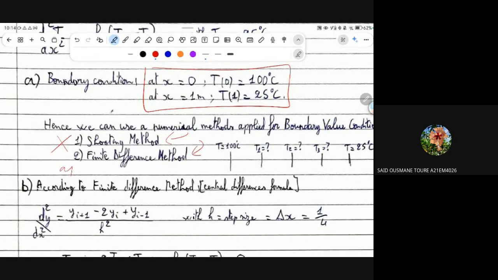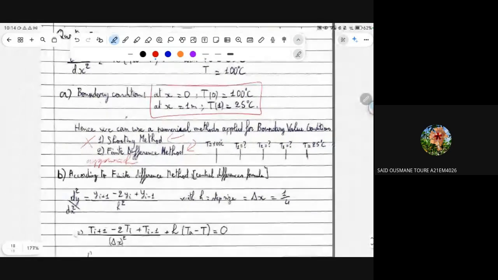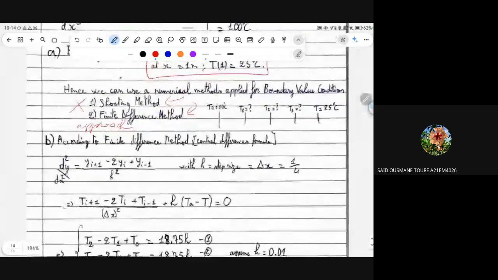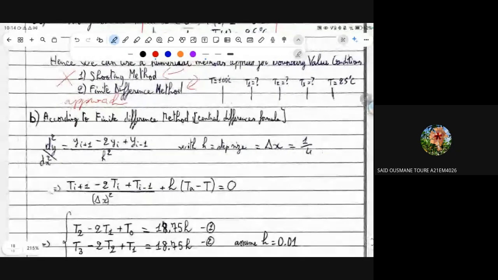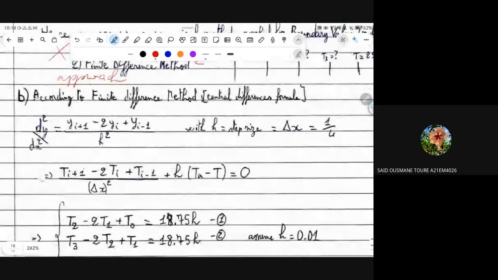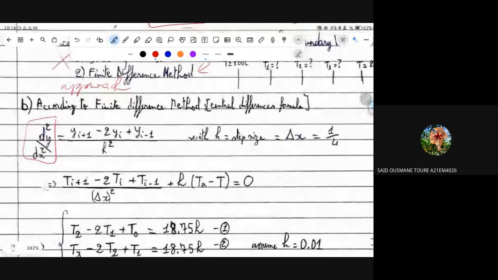I believe that we should go with the approach, not the method, since they asked for approach. So be mindful of that. And then according to the finite difference method here, I substituted, but after translating this one into T, just like I showed you earlier, I just substituted it here.